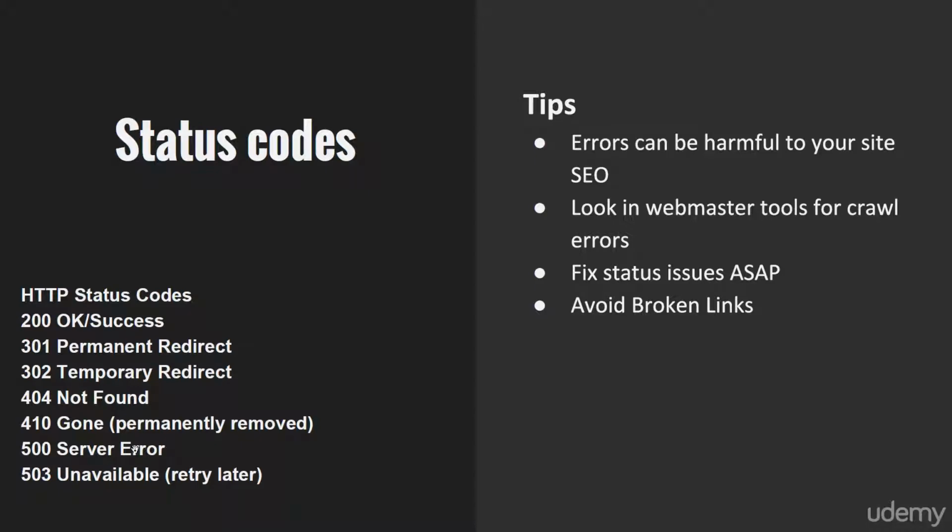Usually with your backend server, if it's having some issues rendering the code, you might see something like the 500 error. And errors can be harmful to your site SEO. So we've got the ability to look in Webmaster Tools for crawl errors. And within the crawl errors, we're going to be able to see all of these errors if we're missing some pages. And we should always fix these as soon as possible.